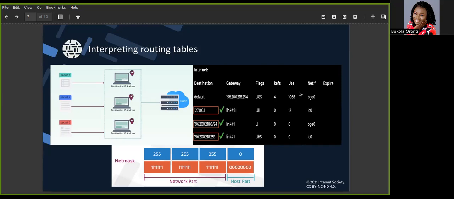Then the network interface tells you the identity of the network interface connected to that particular IP. Then the expire tells you for how long the address resolution protocol entry for that particular interface is valid. So in this case, there is none, which means it doesn't expire. It's as simple as that.